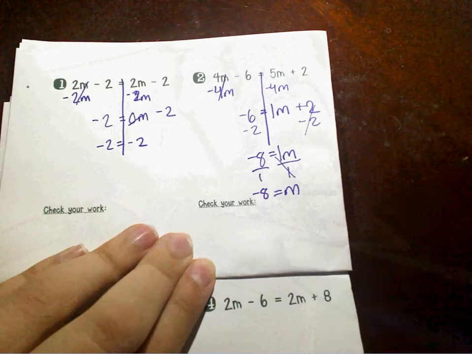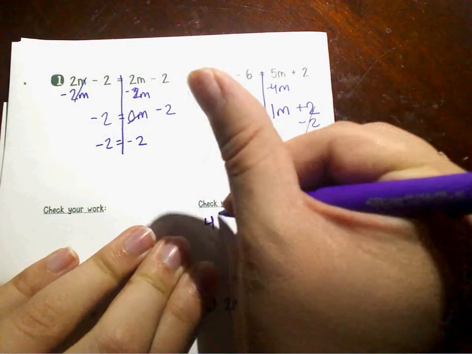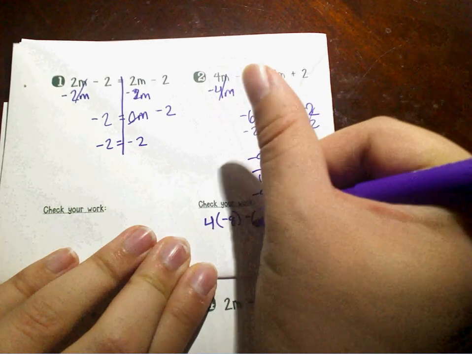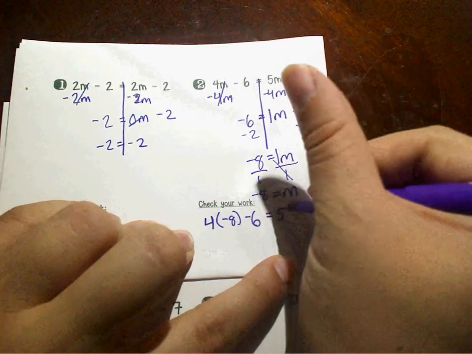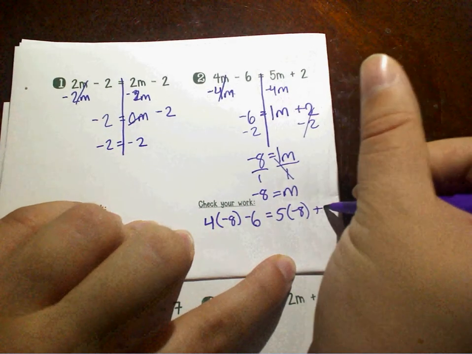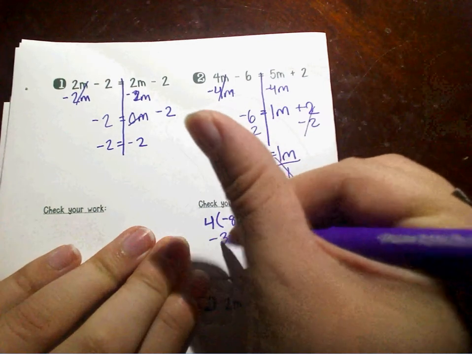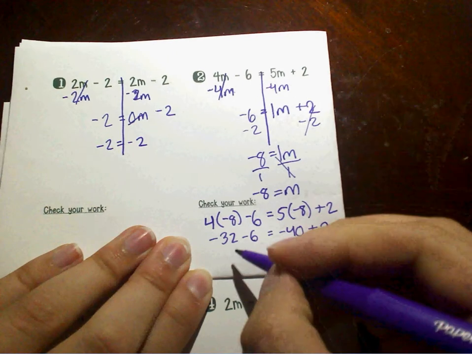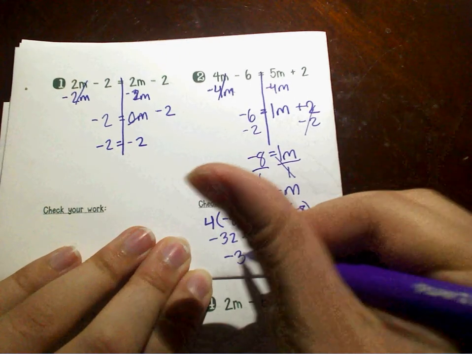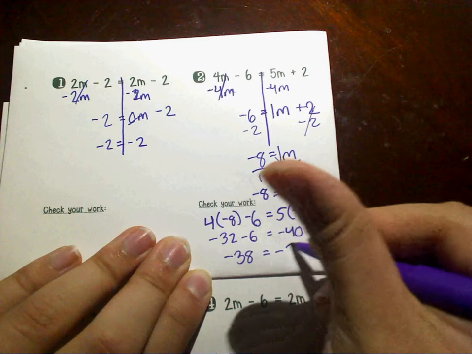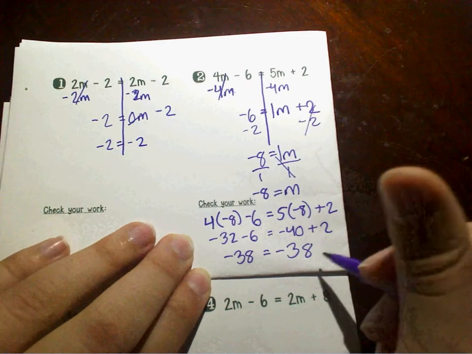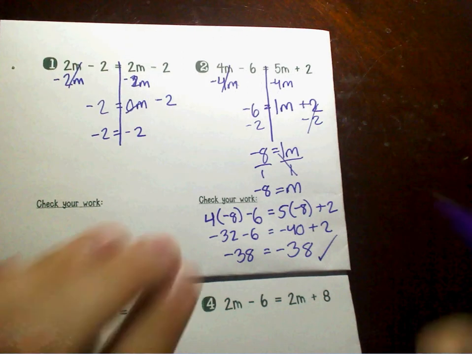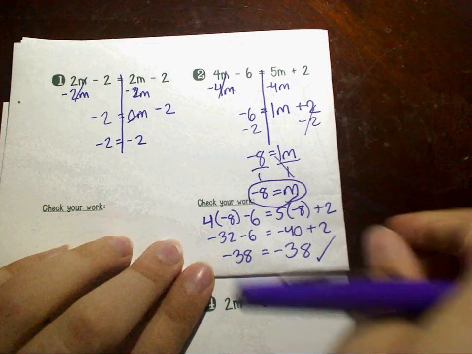And then remember, we do want to check our work. So we're going to do 4 times, instead of 4m, it's going to be 4 times negative 8, minus 6 equals 5, instead of 5m, 5 times negative 8, plus 2. We get negative 32 minus 6 equals negative 40 plus 2. Well, negative 32 and a negative 6 give us negative 38. And negative 40 plus 2 does give us negative 38 as well. So since they are equal on both sides, it did work. So m equals negative 8 is the right answer.